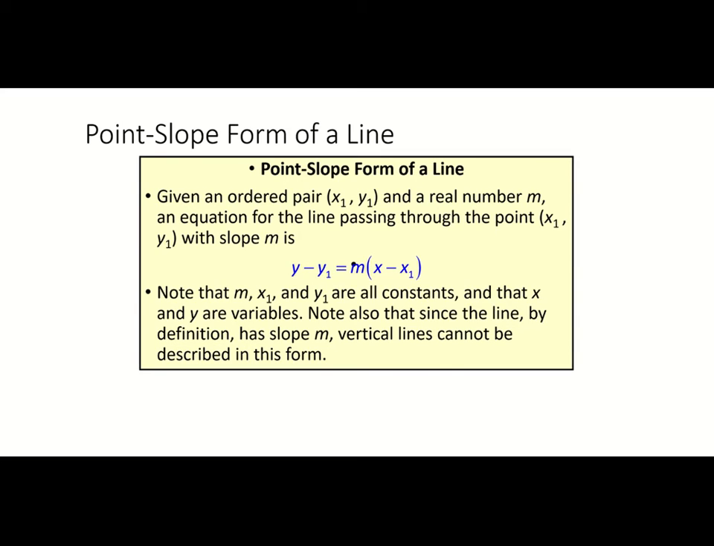Now here, m, x1, and y1 are the constants. There we're going to put the numbers in. X and y are going to be your variables that are in your equation. And when we get done, we'll ultimately turn this into slope-intercept form. So we'll end up having a y equals equation, and we need to have x and y as our variables in the equation. That's sometimes the hardest part with this.